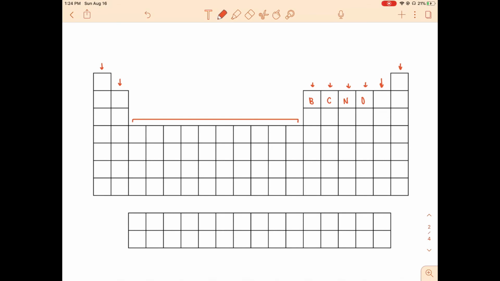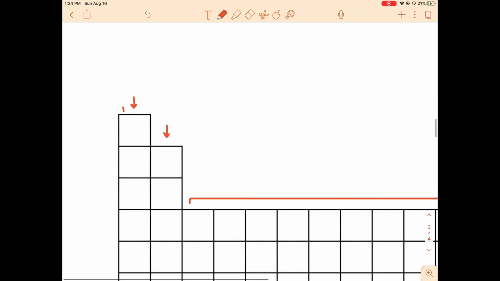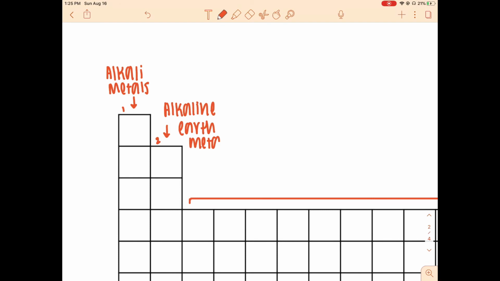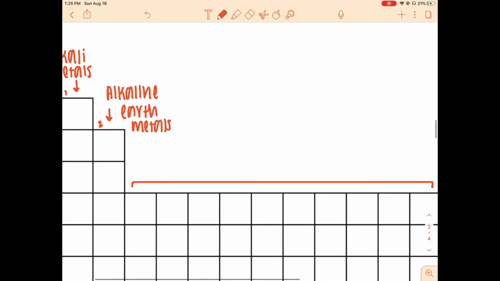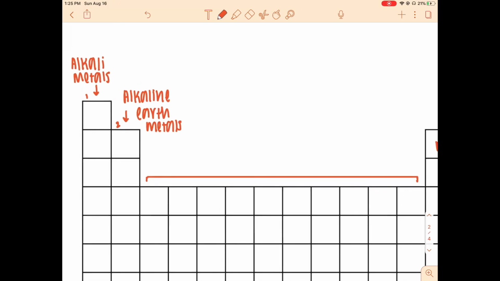If you remember, the first group is what we call the alkali metals. They all have properties unique to that particular group, which we'll talk about in a later video, and you can feel free to search them up anywhere and you'll be sure to find them. The second group is the alkaline earth metals, and all the elements in that group also have similar properties. From groups 3 all the way to 12, we call them the transition metals. So this entire block is known as the transition metals.